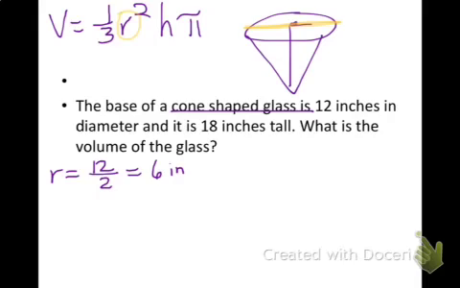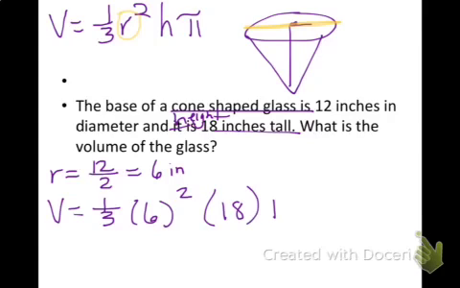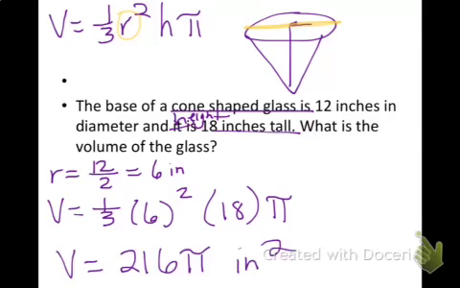And our height, it should say height here, is 18 inches. Oh, wait, no. I guess, well, you can just interpret it the way you want. But since it's 18 inches tall, that is height. So when we get our volume, we got 1/3 times 6 squared times 18 pi. So when you multiply all that, you get 216 pi inches. That should say cubed because you're talking about volume.